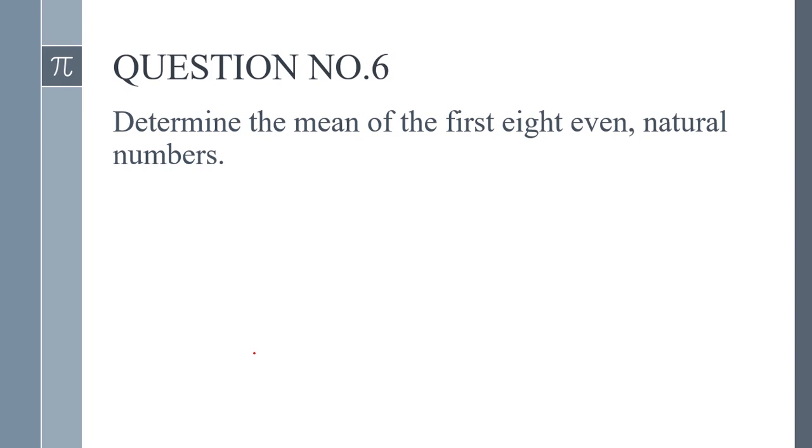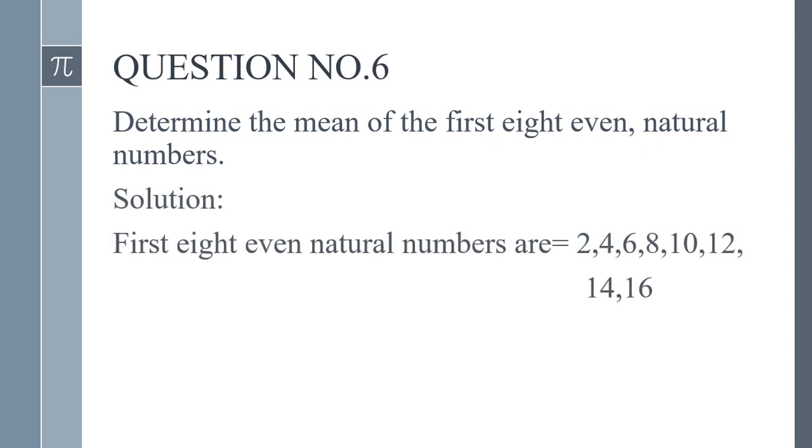6. Question number 6 is: determine the mean of the first 8 even natural numbers. Again, we need to calculate mean. And here we have the first 8 even natural numbers. We took the first 15 natural numbers in the previous question, and now we need to select the first 8 even natural numbers. So first we state what the first 8 even natural numbers are. These are 2, 4, 6, 8, 10, 12, 14 and 16. These are the first 8 even natural numbers.